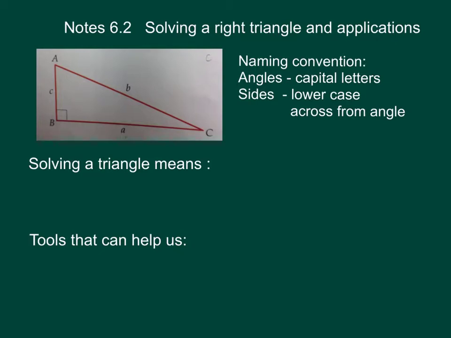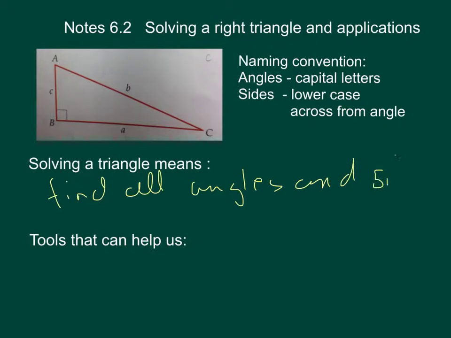Section 6.2 deals with solving triangles, right triangles, and their applications. When I say we're solving a triangle, it means find all angles and sides. Now pay attention to the naming convention. The angles are capital letters and the sides are lowercase.